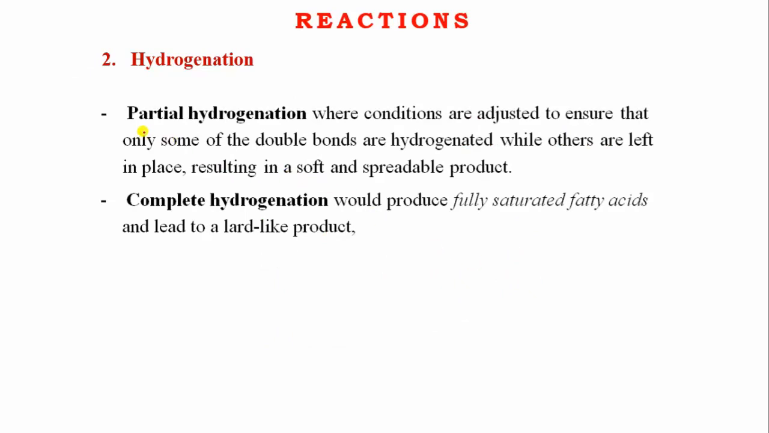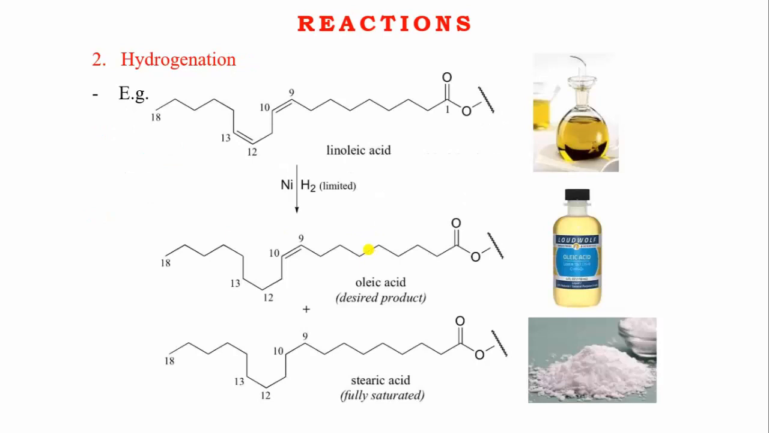There are two types of hydrogenation, partial and complete hydrogenation. Partial means conditions are adjusted to ensure that only some of the double bonds are hydrogenated while others are left in place, resulting in a soft and spreadable product. Complete hydrogenation means fully saturated fatty acids and leads to a lard-like product. This is one example of linoleic acid.